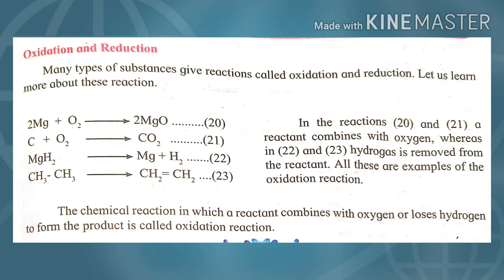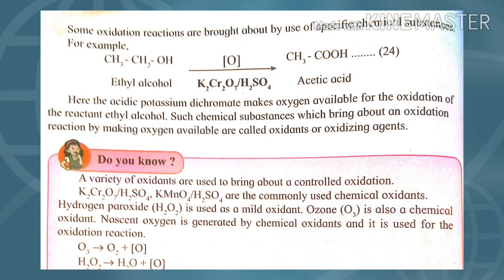Other examples are MgH2 gives Mg plus H2, and CH3-CH3 gives CH2 double bond CH2. Here, in both reactions, the reactant loses hydrogen. Thus, the chemical reaction in which a reactant combines with oxygen or loses hydrogen to form a product is called an oxidation reaction.